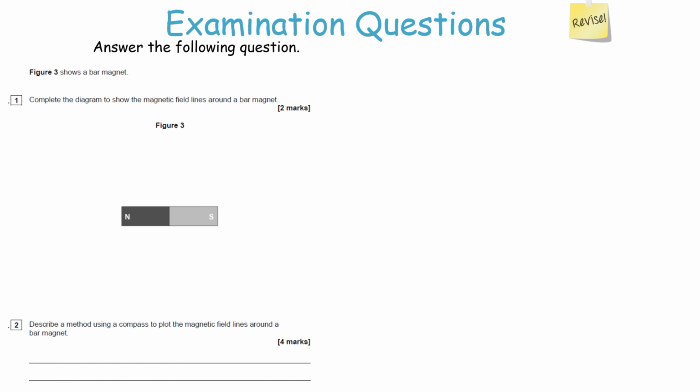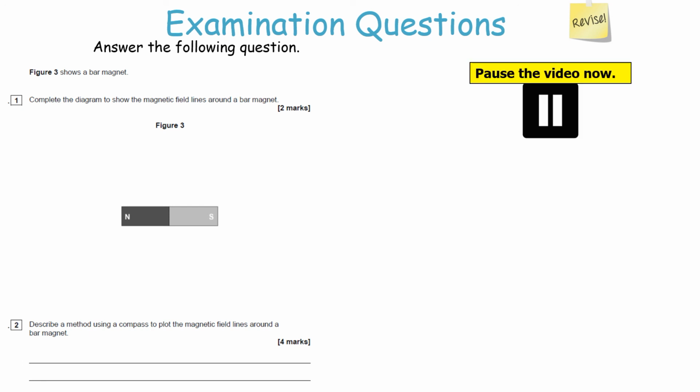Figure 3 shows a bar magnet. Complete the diagram to show the magnetic field lines around the bar magnet. Then describe a method using a compass to plot the magnetic field lines around a bar magnet. So pause the video now, then unpause the video when you want to go through your answers.